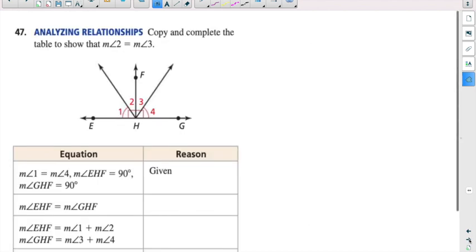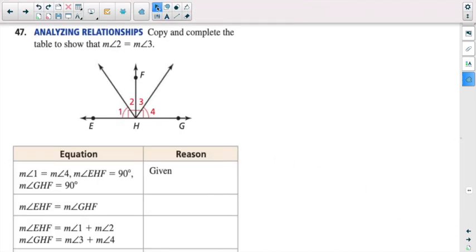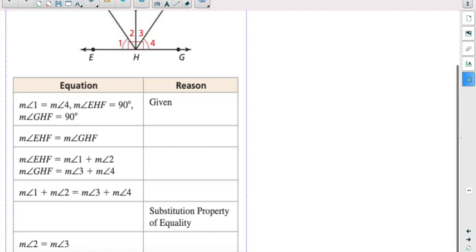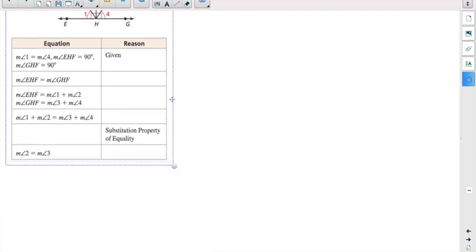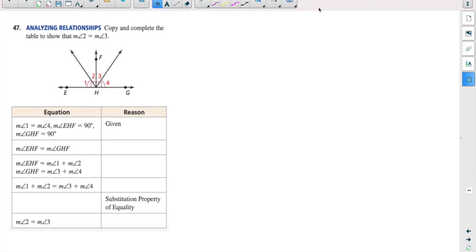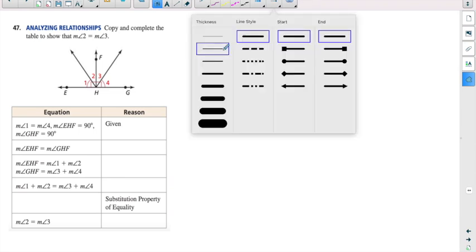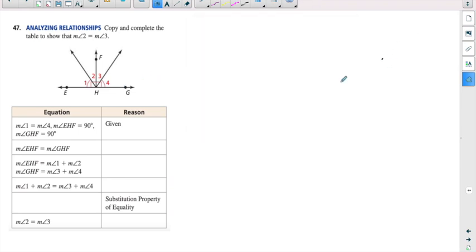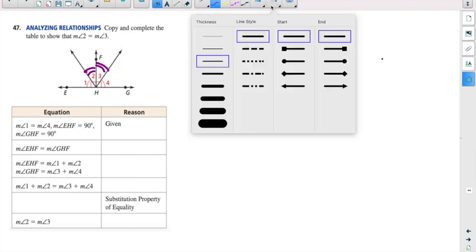The last problem from our last assignment that tended to give people trouble was this one here. It could be a little tricky. Some of it is reading what's happening first. We had the idea of complete this table and show that the measurement of angle 2 here, I'll do it in purple, this angle here, is congruent to angle 3 here. This is the final thing I'm trying to get to.